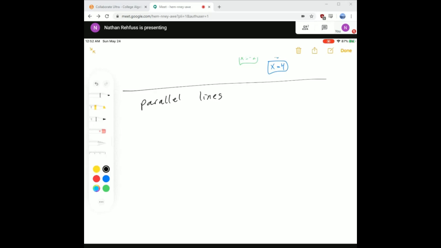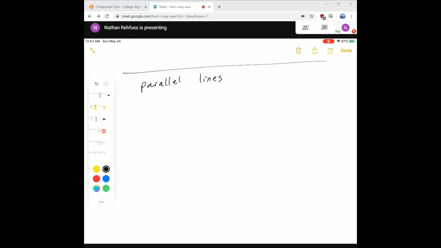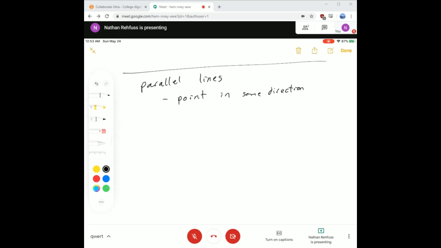All right, let's talk about parallel lines. Say, what are parallel lines? Well, two lines are parallel if they point in the same direction. What I mean is, they're lying parallel to each other. You know what parallel means in English. So if I draw two lines that point in the same direction, we call those parallel.